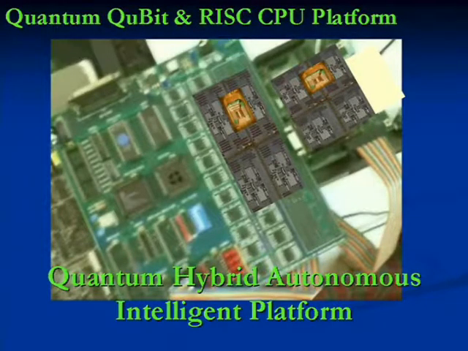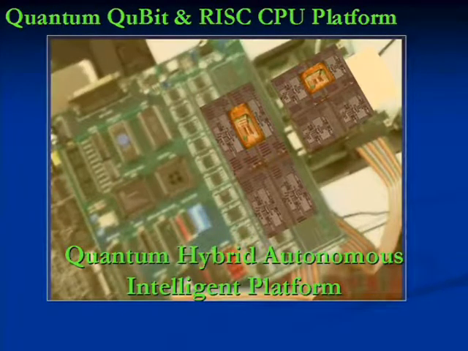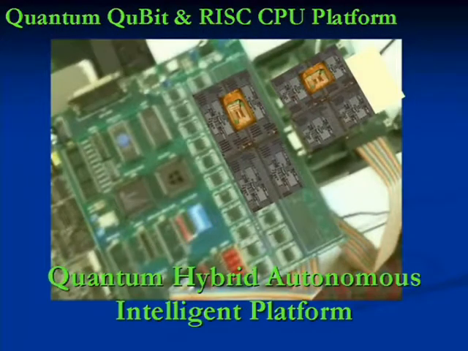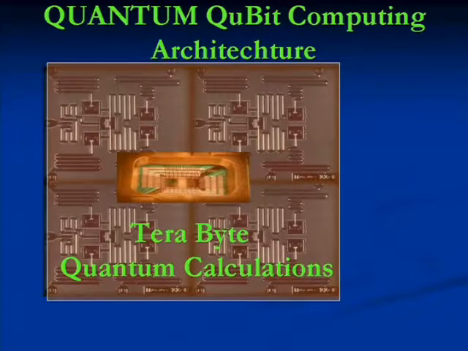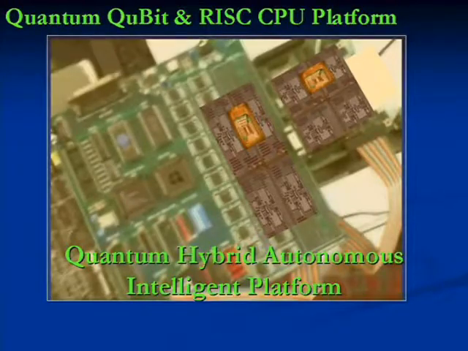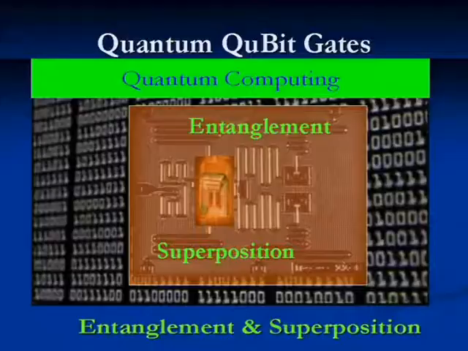Quantum qubit architectures and hybrid autonomous platforms. Here is an illustration of a fusion of quantum qubit architectures with a hybrid data flow technology, yielding sophisticated, intelligent autonomous platforms used in intelligent drones and intelligent autonomous robotics.